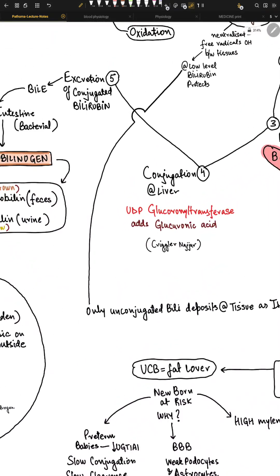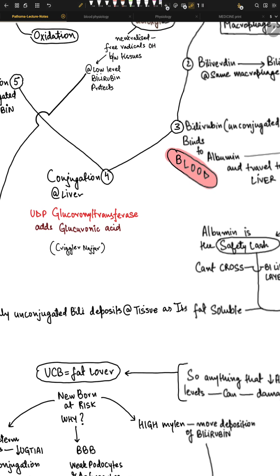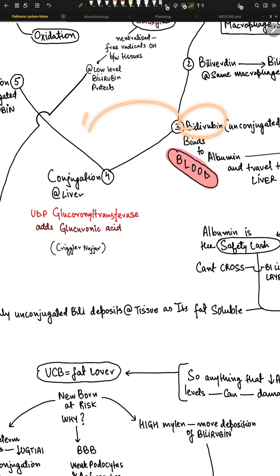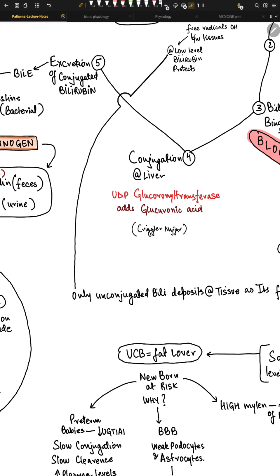Okay, so we are at this point of the story where the conjugation has happened, right? The liver has made this insoluble, very bad bilirubin into this soluble, urine-loving, water-loving bilirubin. Now this bilirubin is safe to excrete, safe to urinate, right? So that's the story we are at right now.